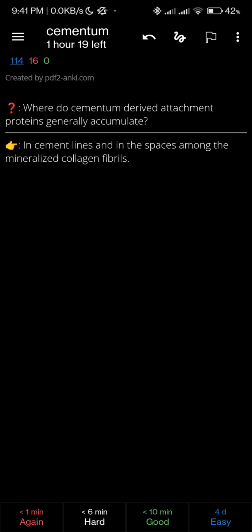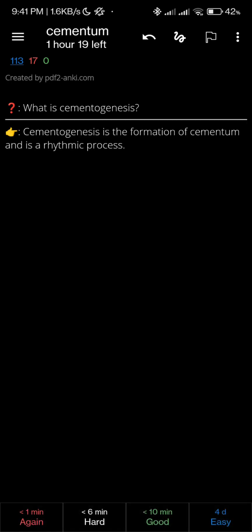In cement lines and in spaces among mineralized collagen fibers, the cementum-derived attachment proteins generally accumulate. The process of formation of cementum is called cementogenesis. So what is cementogenesis? Cementogenesis is the formation of cementum, and it is a rhythmic process.